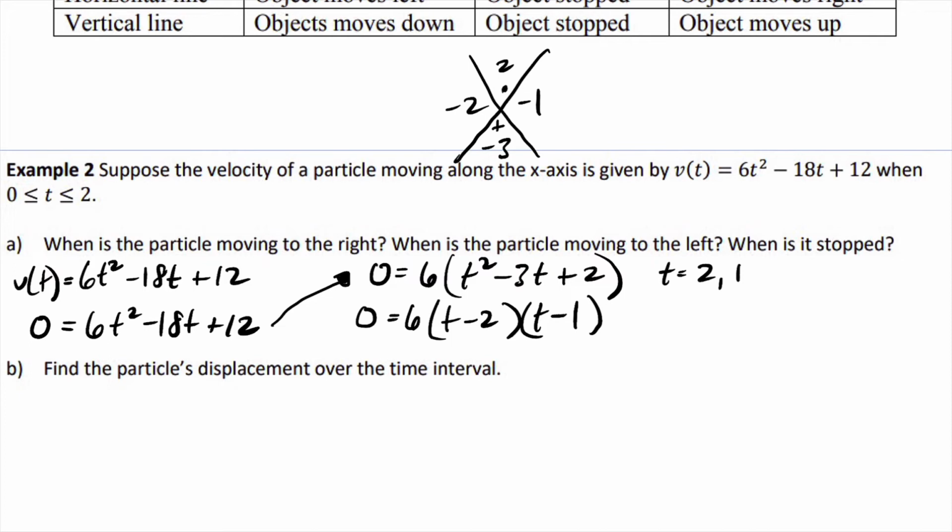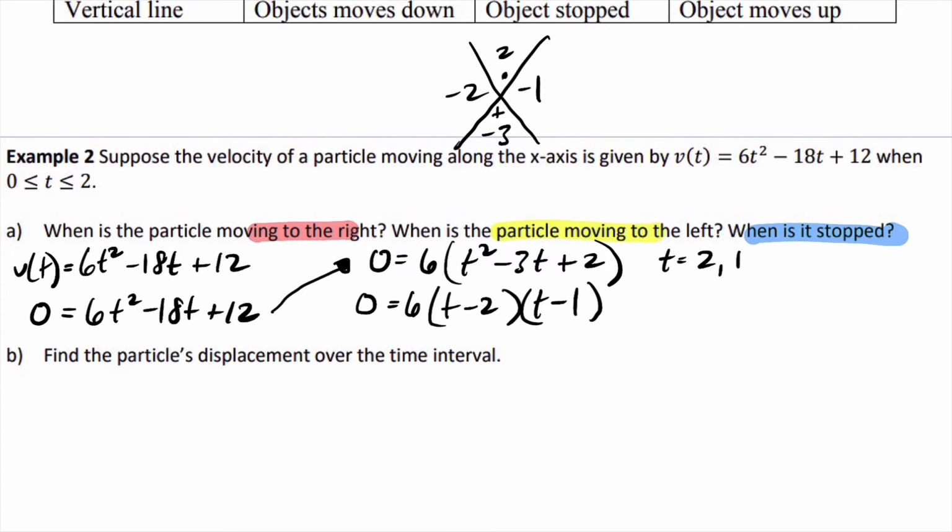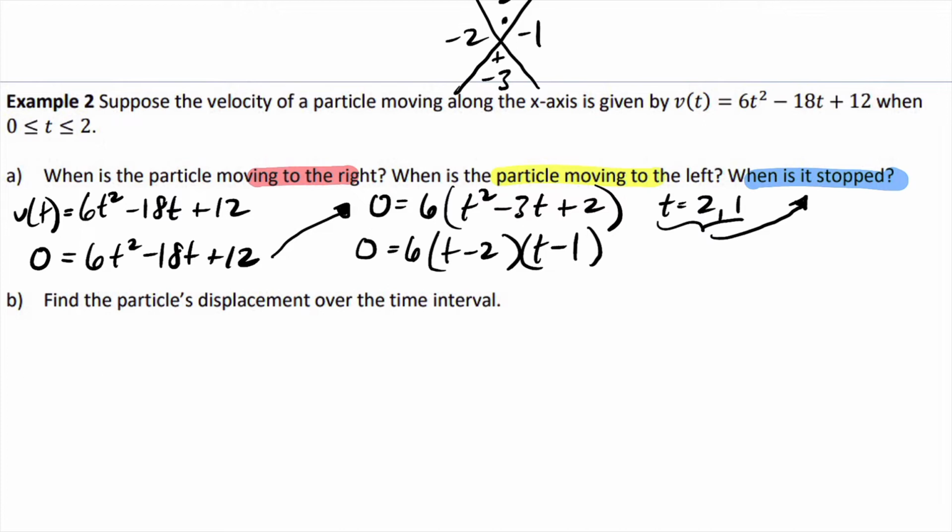So which answer is that? Is that red? Is that yellow? Or is that blue? Which answer is that? Blue. Okay. So we know it's stopped here. Good. All right. So how do we figure out when it moves left and moves right? We know one of them. Now we need to know left and right.